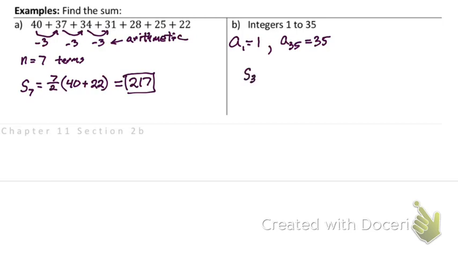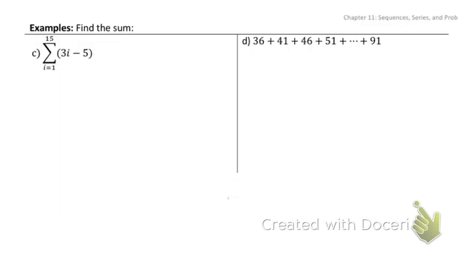So we're going to do s of 35 terms. I'm adding 35 terms, which means we're going to take our number of terms divided by 2. We'll take our first plus our last, and that's going to equal 630. All right, so that's the long and short of how you do those partial sums. Now let's step it up a little bit with a summation formula.